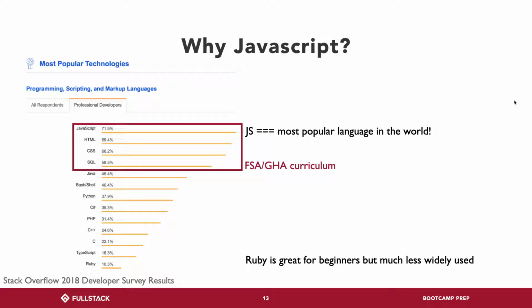So this is full stack's curriculum. They teach you JavaScript mainly, which is what you will only be working with in this course, and we'll also cover HTML, CSS, and a little bit of SQL. Okay? Ruby is also great for beginners, but it's much less widely used. This is true.